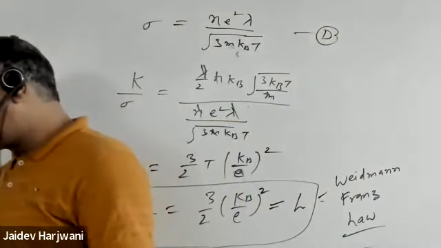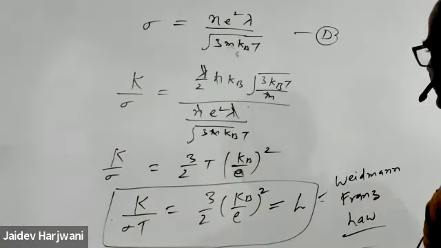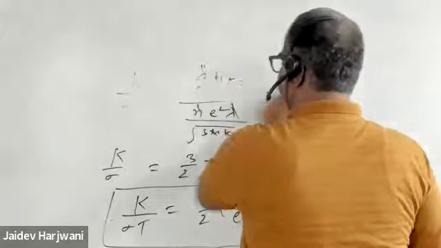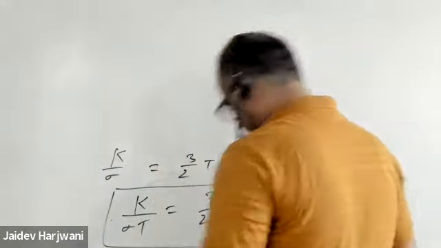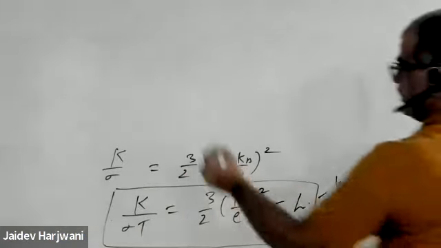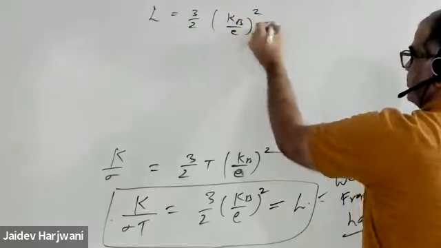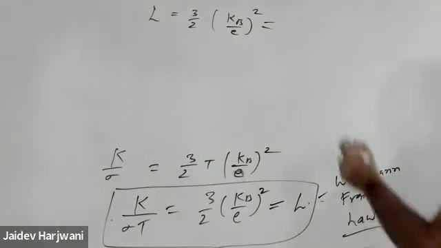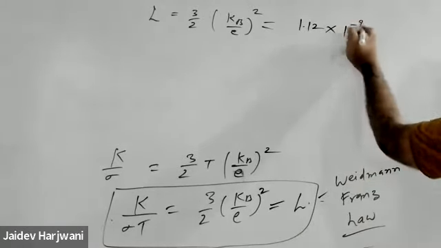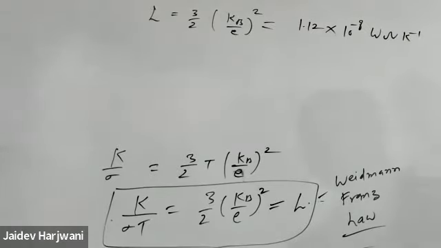Now this is your empirical law. Empirical law means what? If this is an empirical law, then you should know experimental measured values. So if I want to calculate experimental measured values, let me give you some data. Here L is 3 by 2 kB upon e square; you can put the values here, and if you solve this one, it will come out as 1.12 into 10 raised to power minus 8 watt ohm per Kelvin squared. This value will come out if you put the values here.